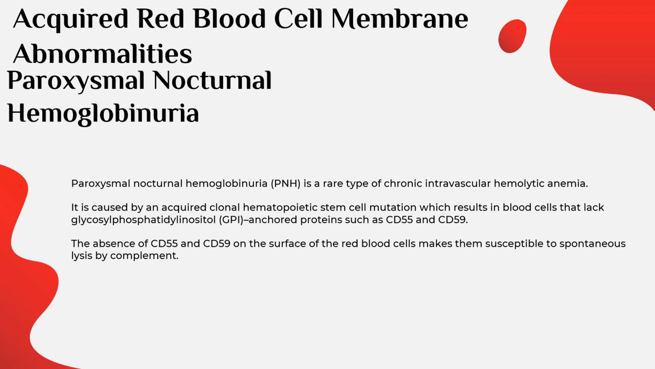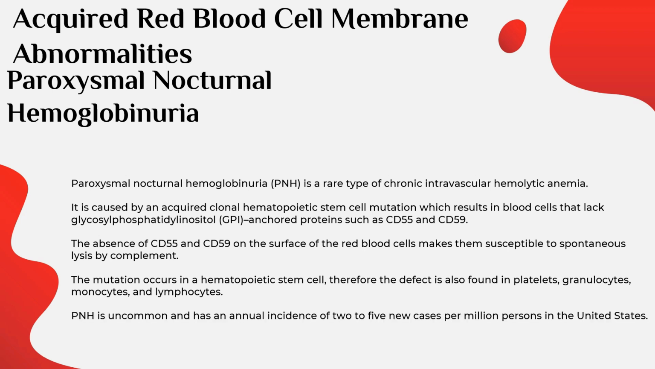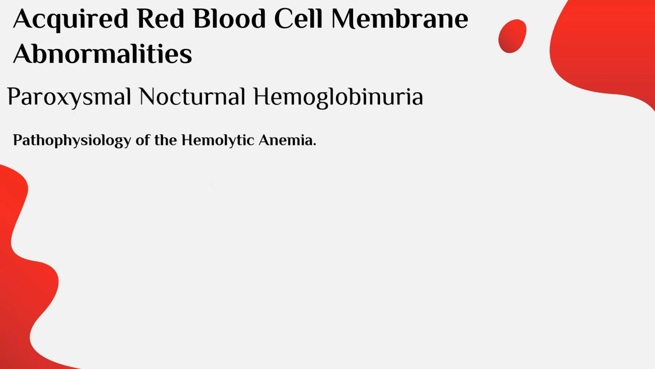The absence of CD55 and CD59 on the surface of the red blood cells makes them susceptible to spontaneous lysis by complement. The mutation occurs in a hematopoietic stem cell, therefore the defect is also found in platelets, granulocytes, monocytes, and lymphocytes. PNH is uncommon and has an annual incidence of 2 to 5 new cases per million persons in the United States. Pathophysiology of the hemolytic anemia.